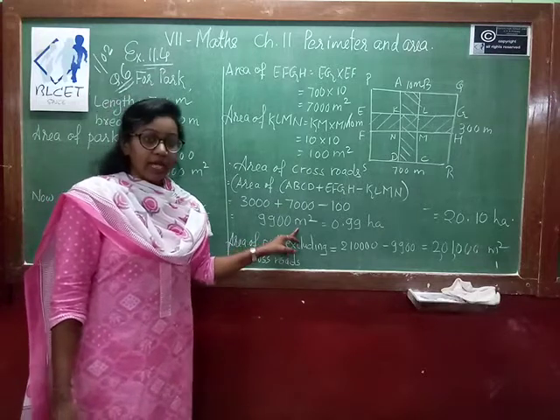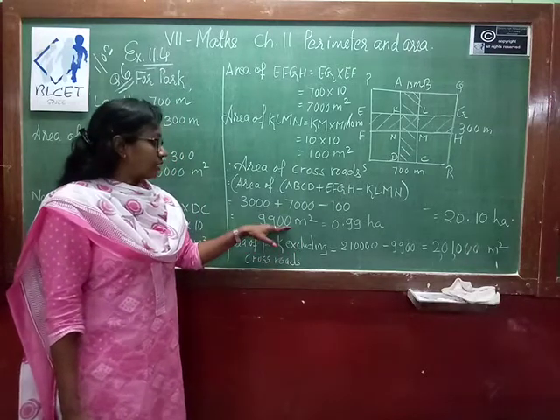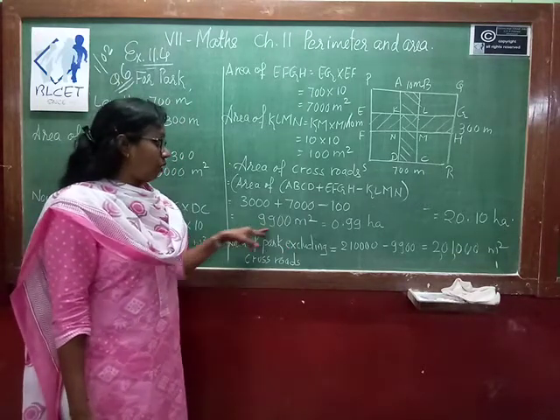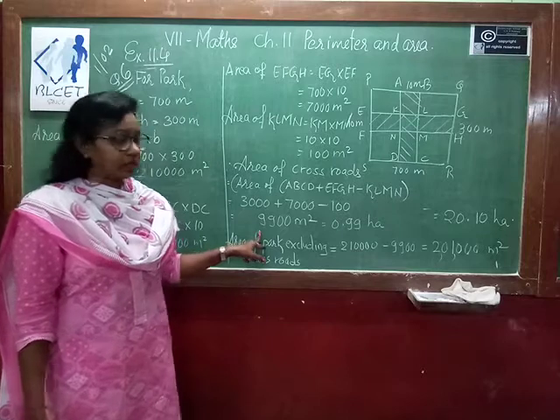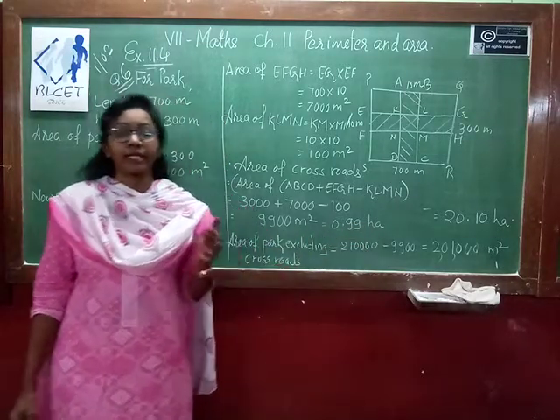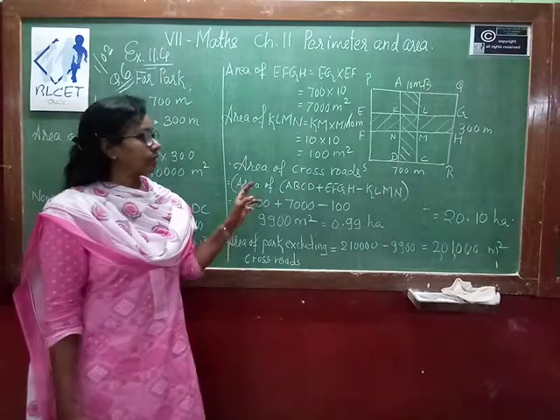But the question is, we have to convert this meter square area into hectares. So what do we have to do? We have to divide the whole by 10,000. So what will we get? 0.99 hectare. Next we have to find the area of the park excluding this crossroads.